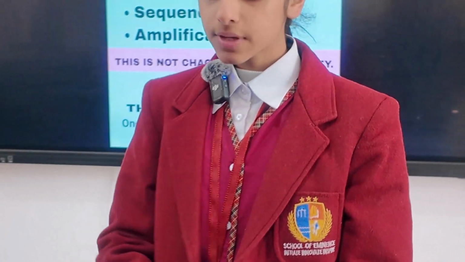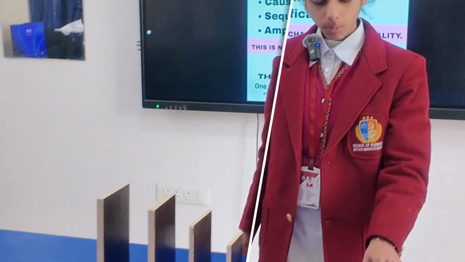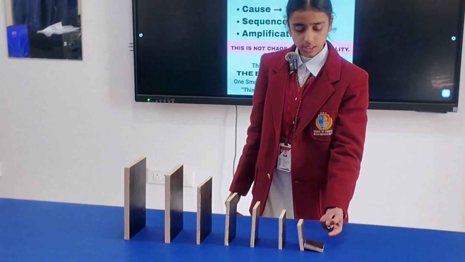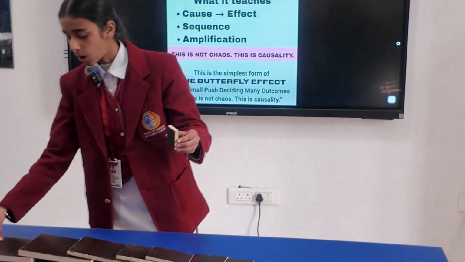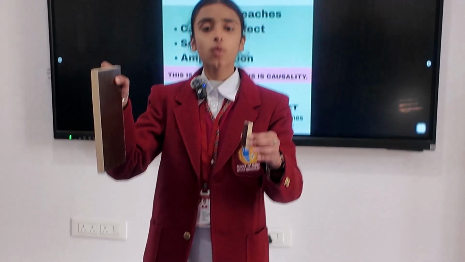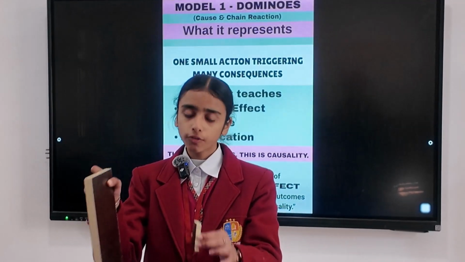Now, we will look at the physical demonstration. Here I have 8 blocks in line. This small block, I will give an input by just touching. Now, this small block caused this big block, which is 4 times larger than this one, to fall.